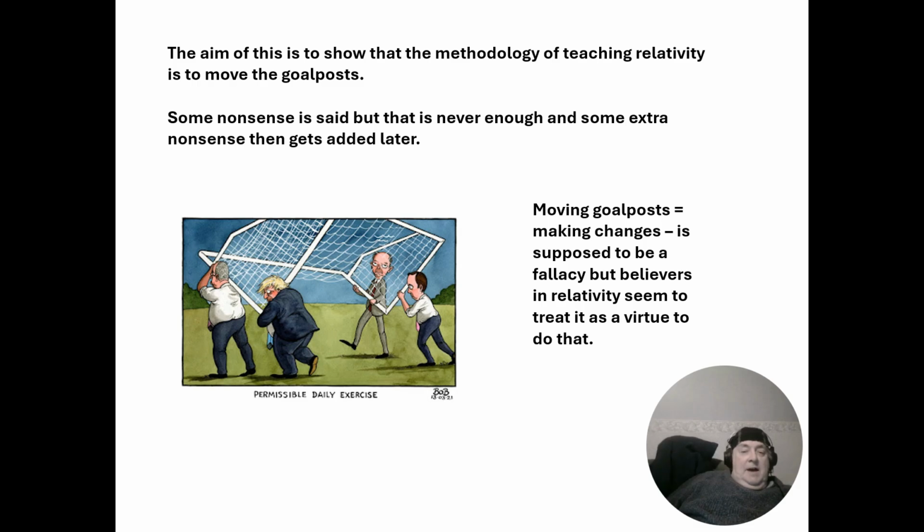And so the aim of that is to show the methodology of teaching relativity is to move the goalposts. Some nonsense is said, but that is never enough, and some extra nonsense then gets added later. So moving goalposts is really supposed to be a logical fallacy, but the people who believe in relativity don't seem to mind that that's what they're doing. Moving goalposts is to make changes to the theory.